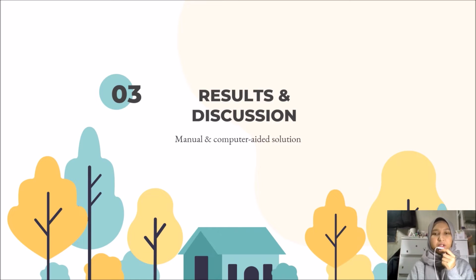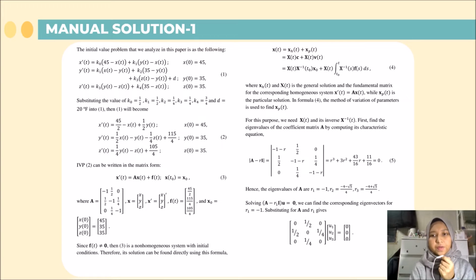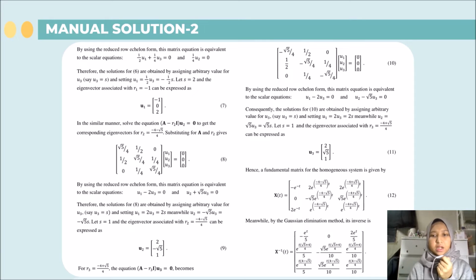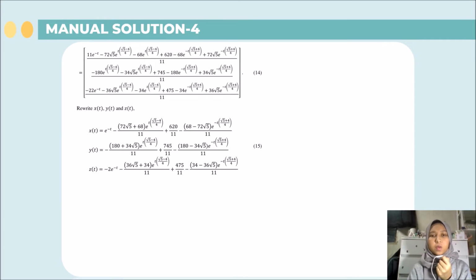I will continue with results and discussion. Manual solution. This is a non-homogeneous system with initial conditions, so we have to find the corresponding homogeneous system. For this case, we have to find the eigenvalues and the corresponding eigenvectors. After we get the fundamental matrix, we use the Gaussian elimination method to find the inverse. And then we obtain the solution to the IVP. And so we continue to solve for the particular solution by using the method of variation of parameters. Then lastly, we add the homogeneous solution and the particular solution to get the general solution.